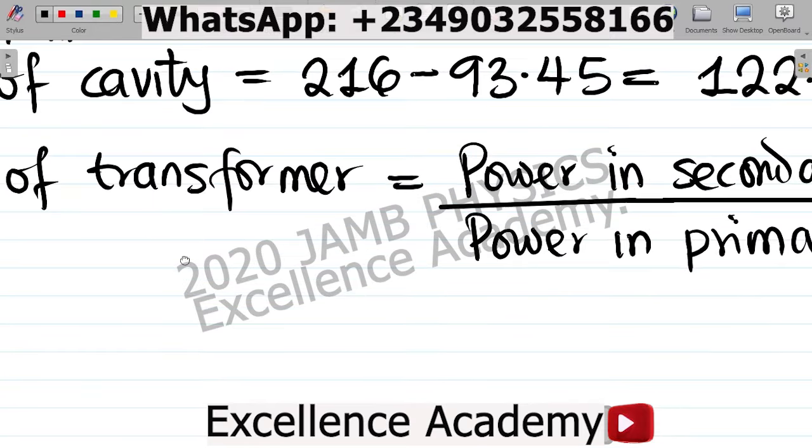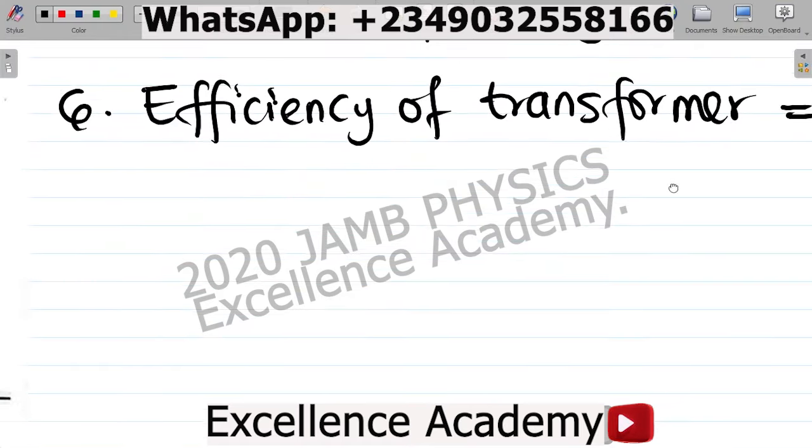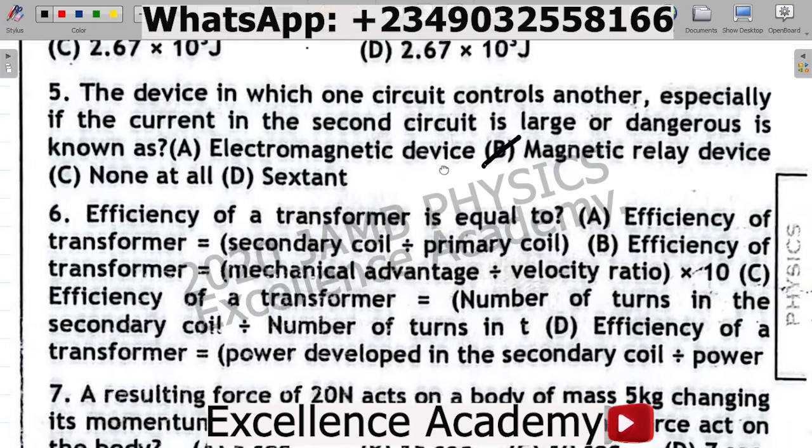All right, so efficiency of a transformer is equal to power developed in secondary coil all over power developed in primary coil, expressed as a percentage. That's question 6. So let's see which option that is.